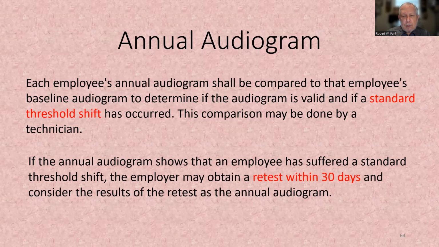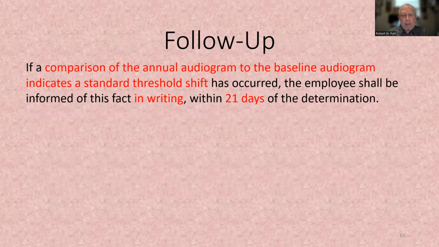If the annual audiogram shows that an employee has suffered a standard threshold shift, the employer may obtain a retest within 30 days and consider the results of the retest as the annual audiogram. If whoever is doing the test is sharp and has the information from the last test and this happens, they'll retest them right away. So that's what you want to do, because sometimes people just mess up on the tests. If a comparison of the annual audiogram to the baseline audiogram indicates a standard threshold shift has occurred, the employee shall be informed of this fact in writing within 21 days of the determination. So don't let that lag. You've got to let them know in writing.